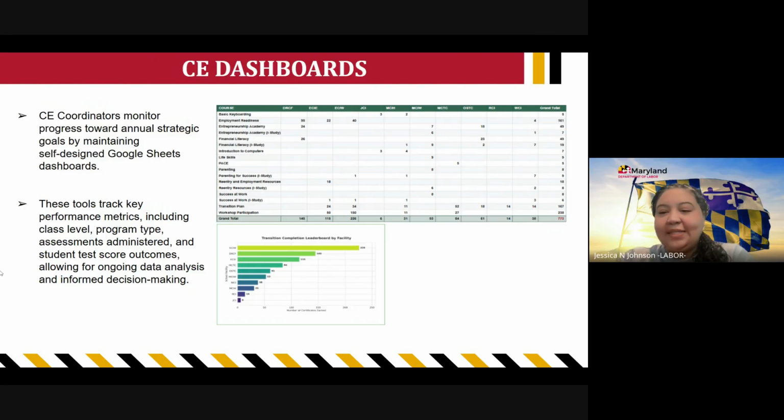So let's look at CE dashboards. We talk a lot with this commission about the progress that we're making towards our goals in transition, academics, occupation. What you see an example of here is the dashboard for transition.